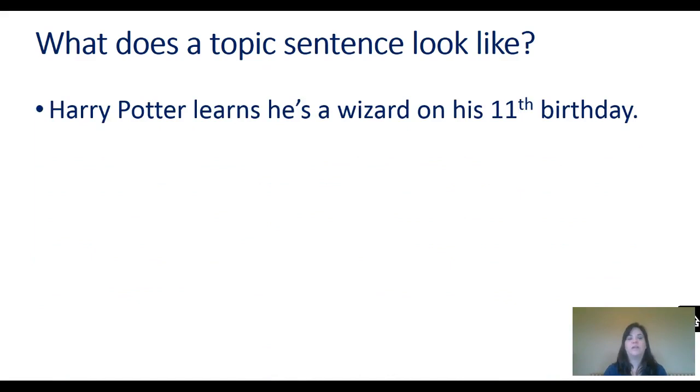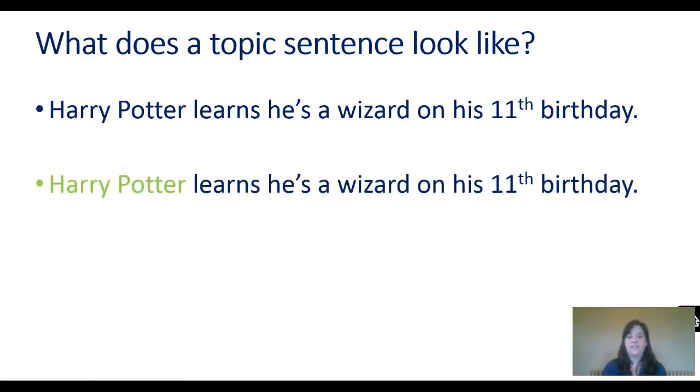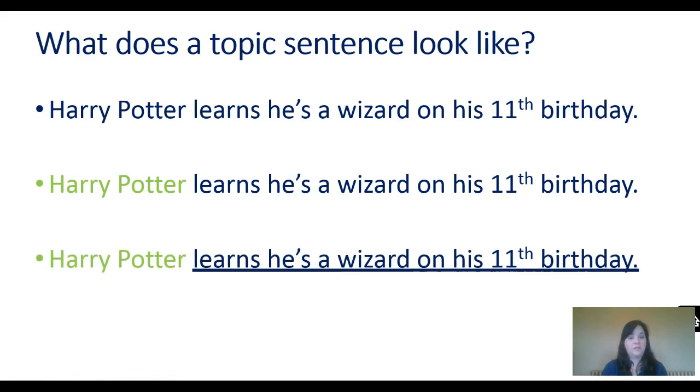Here's one example. Harry Potter learns he's a wizard on his 11th birthday. In this example, the topic of the sentence, the who or what the sentence is about, is Harry Potter. And the specific thing about Harry Potter that the writer's discussing is that he learns he's a wizard on his 11th birthday. So that's the controlling idea, that he learns he's a wizard on his 11th birthday.